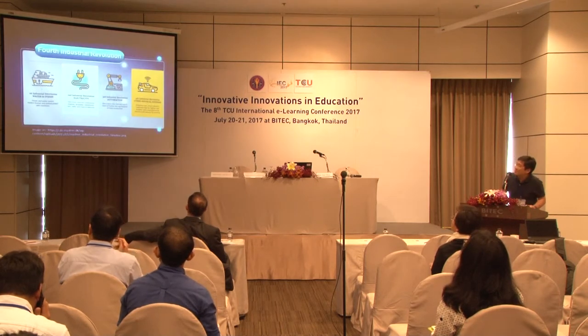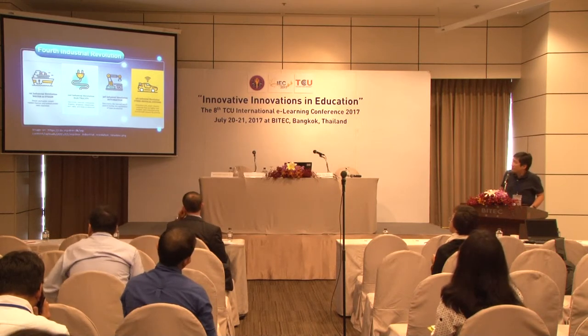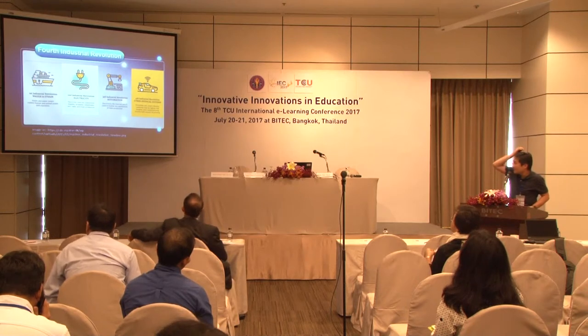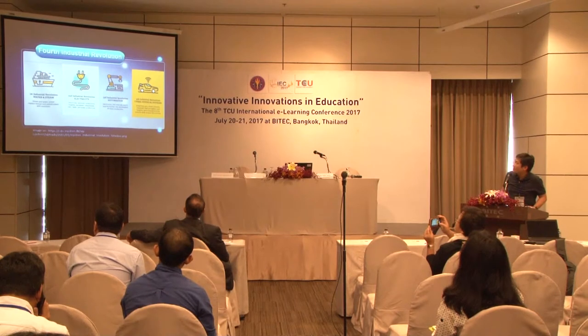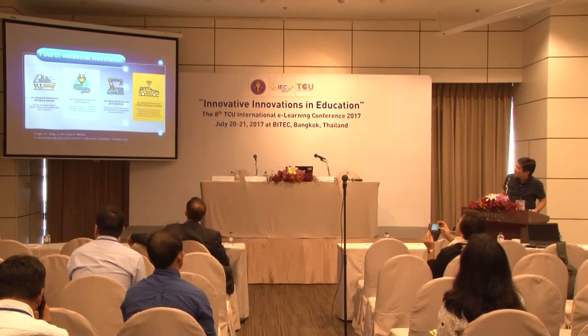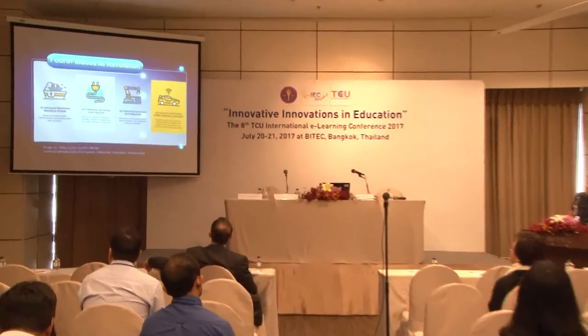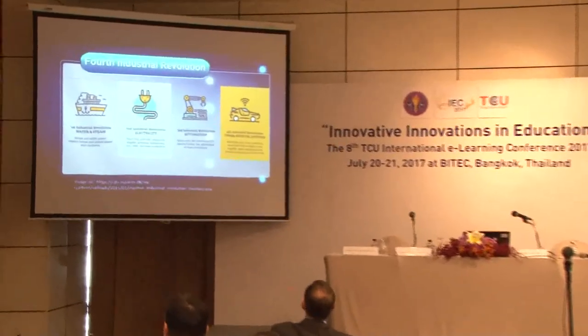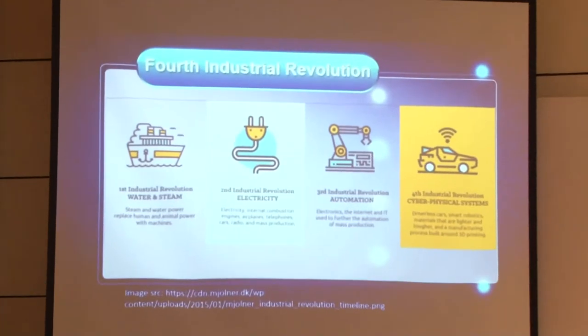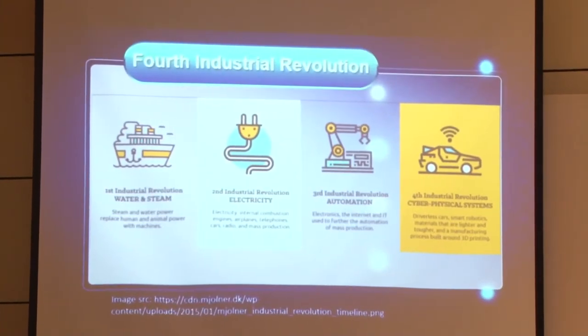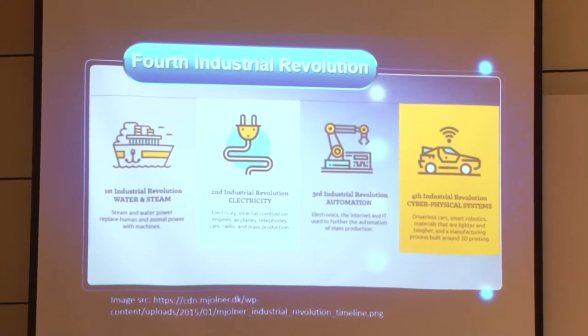Okay, so let me start with this brief intro about the fourth industrial revolution. Let's focus on the last one, which is the current era. People call this fourth industrial revolution cyber-physical systems. The main keywords mentioned in this topic are driverless cars, smart robotics, materials that are lighter and tougher, and a manufacturing process built around 3D printing.